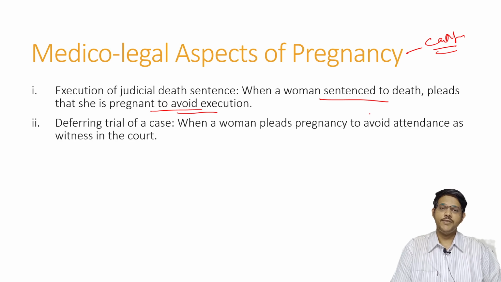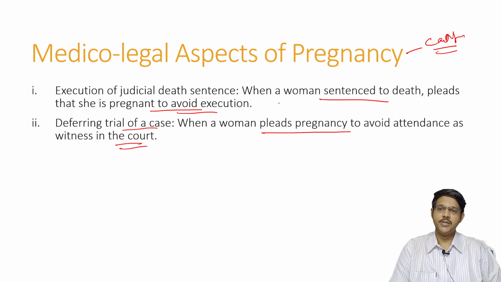So if she is pregnant, then according to law the death sentence can be delayed until the child is born, after a month or two. It also leads to deferring the trial of such a case. The woman may also plead pregnancy to avoid attendance as a witness in court. As we know, if a summons is issued, it has to be attended. But sometimes a woman may plead she is pregnant and that her dates coincide with the court date, so she avoids appearing as a witness in court.